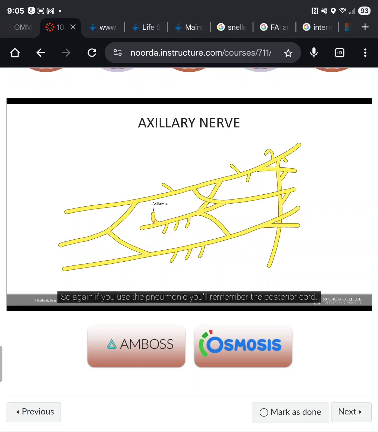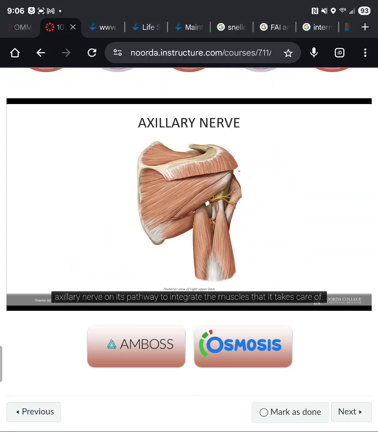So again, if you use the mnemonic, you'll remember the posterior cord, those branches form that ultra trident, so ULTRA, or the Ultra trident, but we've got the axillary nerve here coming off of the posterior cord. And the axillary nerve, on its pathway to innervate the muscles that it takes care of, goes through this space right here. So we'll label, we've got the axillary nerve right here.